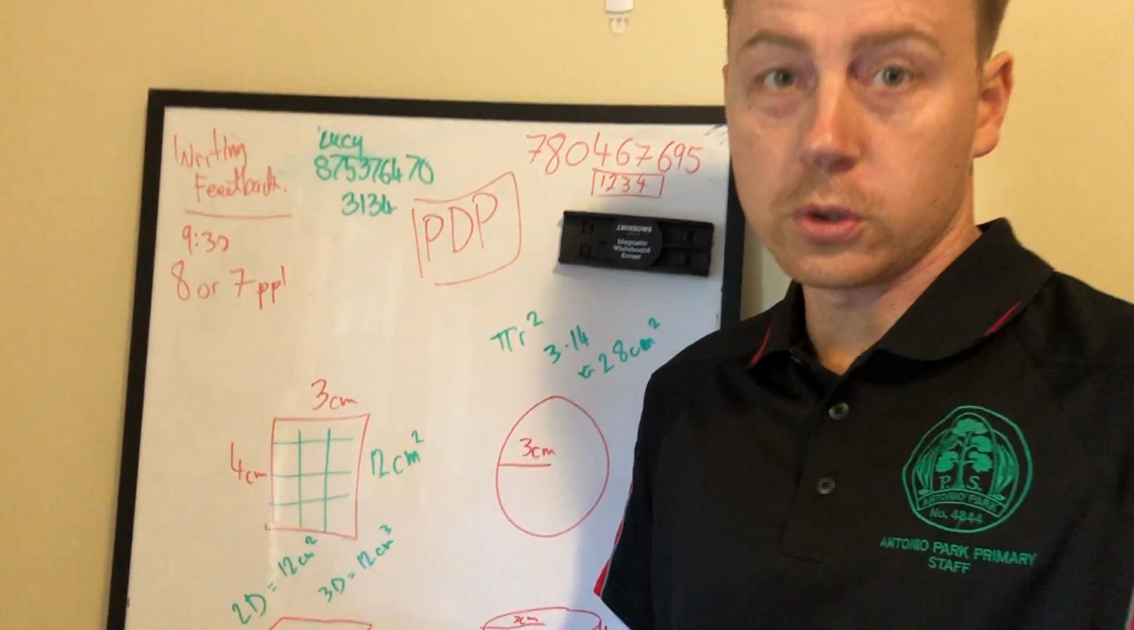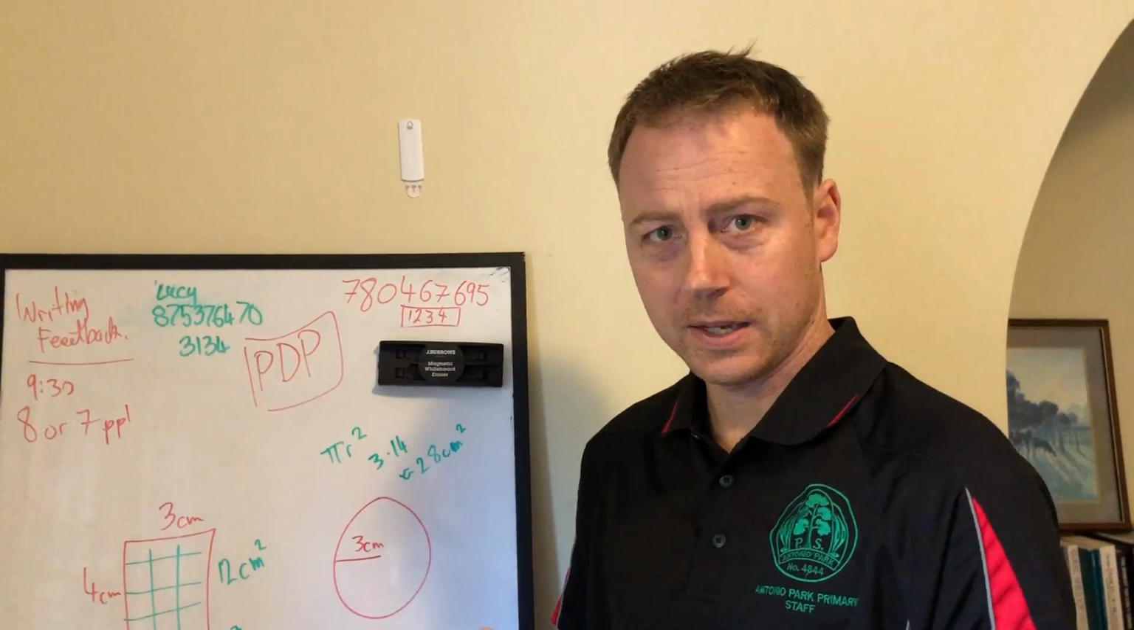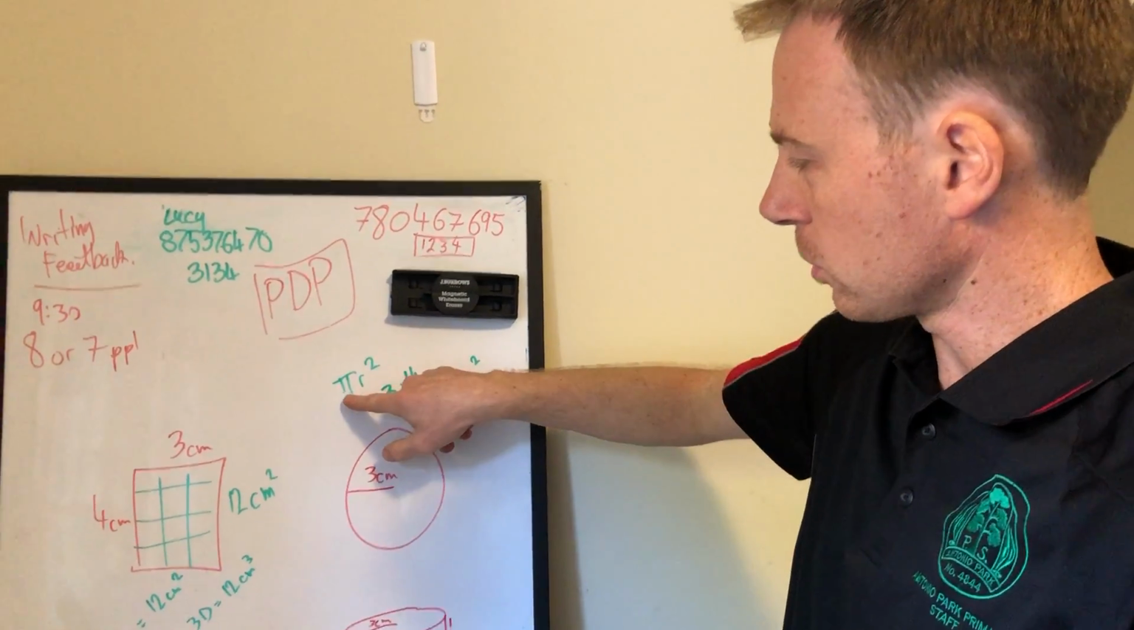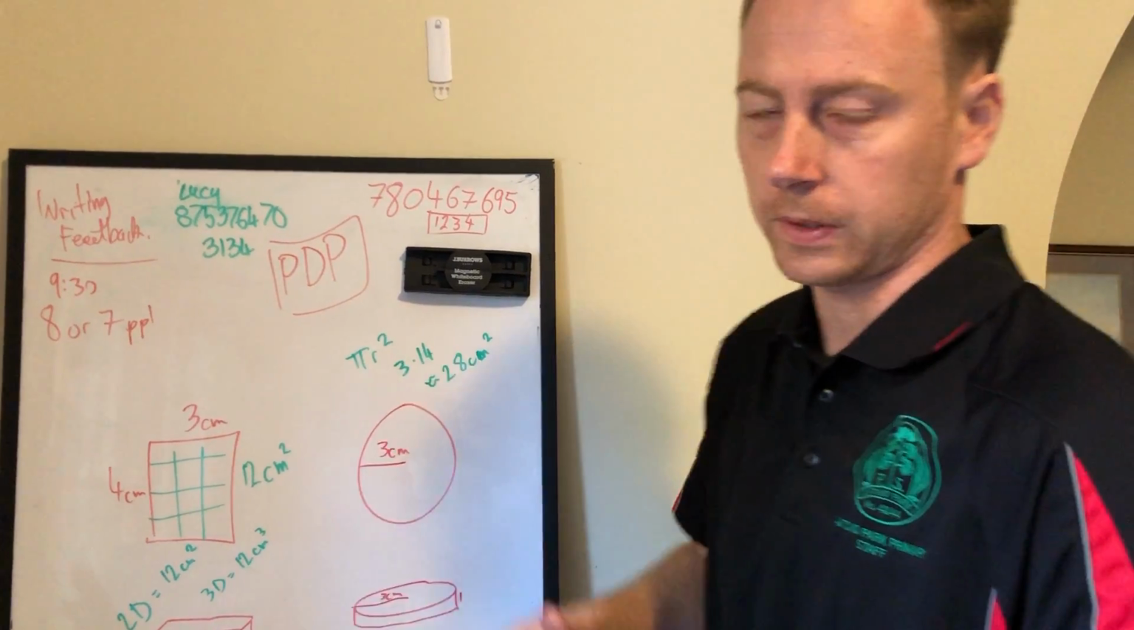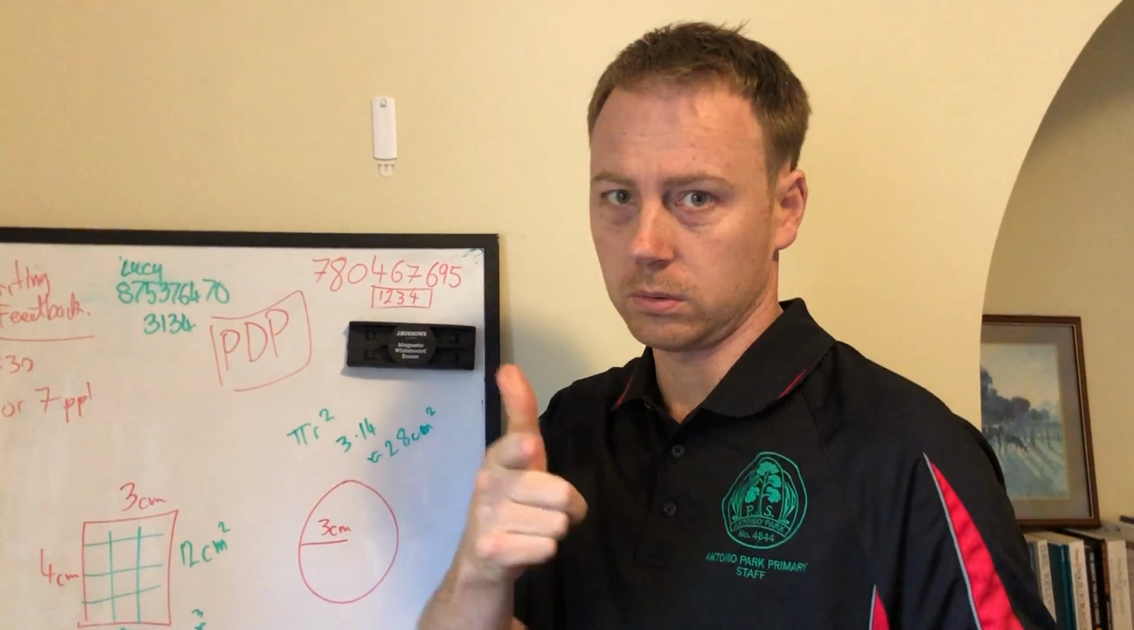Make sure you're using your Google calculator, and just type in Google calculator or calculator into Google, and there's a pi button, and pi is going to do all this work for you. Okay, and just follow the formula. If you get stuck, make sure you talk to your teachers.